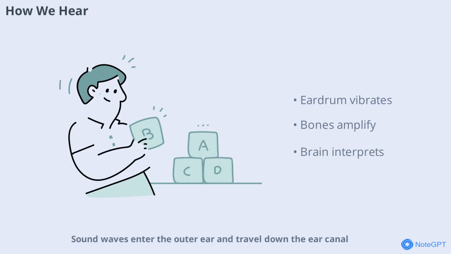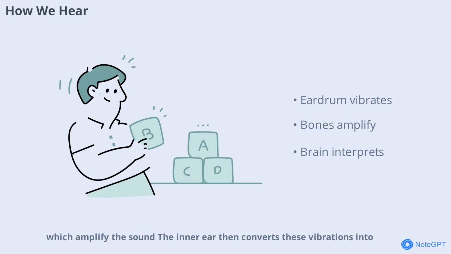Sound waves enter the outer ear and travel down the ear canal, causing the eardrum to vibrate. These vibrations are passed through tiny bones in the middle ear which amplify the sound. The inner ear then converts these vibrations into electrical signals that are sent to the brain. This complex process allows us to perceive a wide range of sounds, from a whisper to a thunderclap.